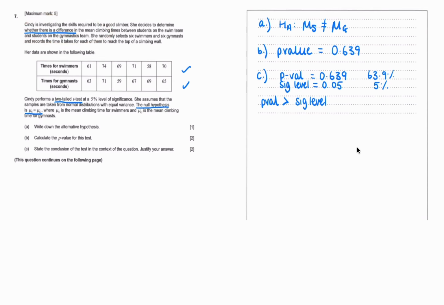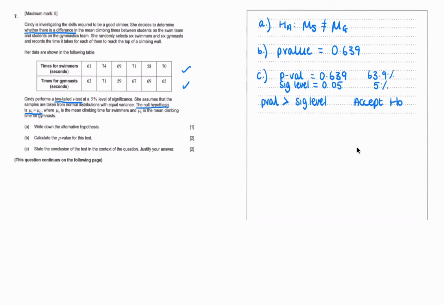When the p-value is larger, this means the likelihood of the null hypothesis being true is big enough that we're happy to take it. So we accept the null hypothesis, which means that we are accepting that there's no difference in the means and that actually the swimmers and the gymnasts don't have a better skill or an advantage towards climbing, but they're actually both equal.